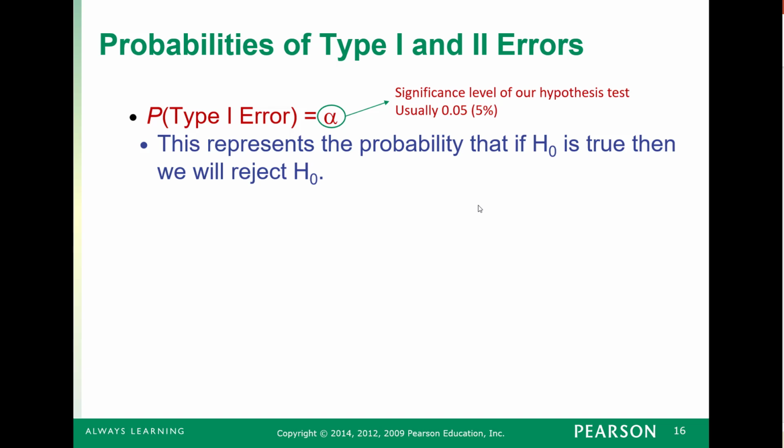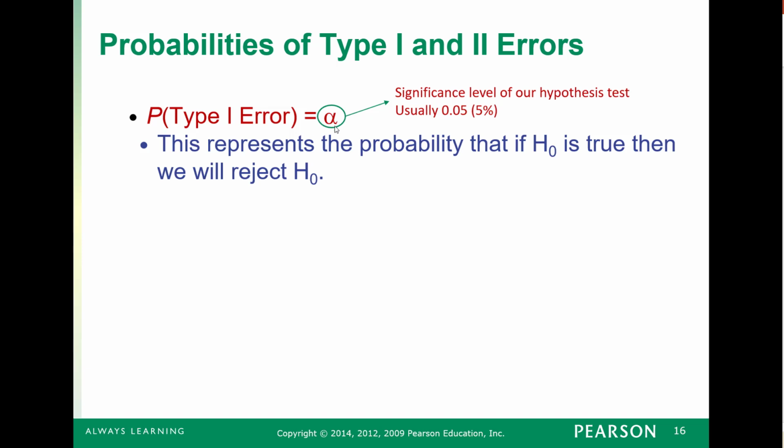So if we're at a murder trial and we set our significance level to 0.1%, or 1 in 1,000, that means 1 in 1,000 innocent people will be jailed. If you set your significance level to 1%, that means 1 in 100 innocent people will be jailed. If you set your significance level to 10%, 1 in 10 innocent people will be jailed. The lower your significance level, the fewer and fewer innocent people that will end up going to jail.